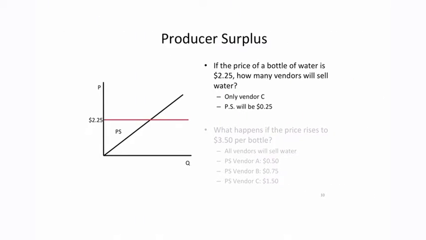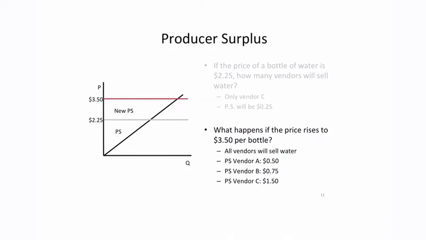So if we look at the area of producer surplus, if the price of the bottle of water is $2.25, who is actually going to sell water? The only vendor is going to be vendor C, and his producer surplus is going to be 25 cents. The difference between the actual price, $2.25, and his minimum price of $2. So the area of producer surplus, therefore, is going to be the area below the actual price, $2.25, and above the supply curve.